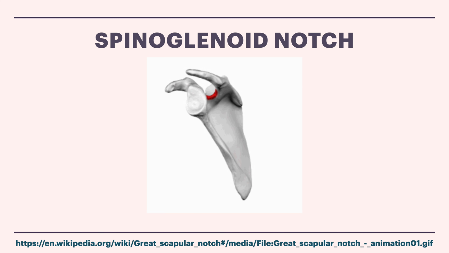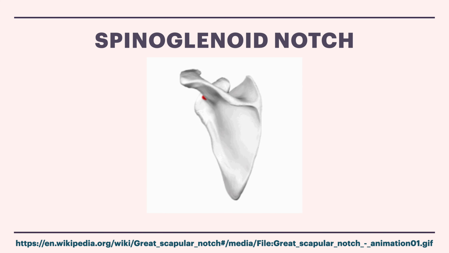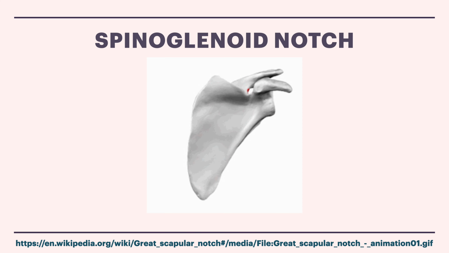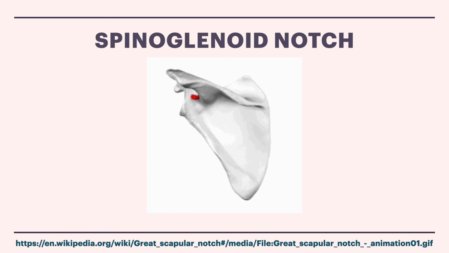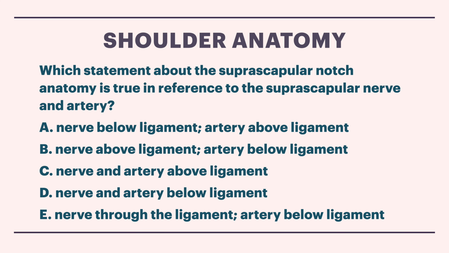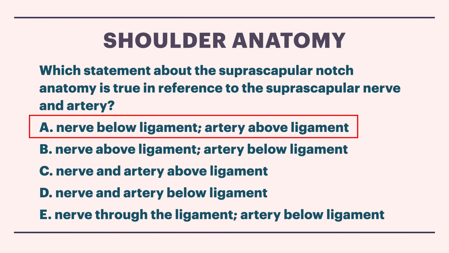So that's a tip. That's an often asked question on the boards as well, and so you should be familiar with that anatomical structure or area as well. Well, the answer to the question is A, nerve below ligament, artery above ligament. So the suprascapular nerve goes below the suprascapular ligament, and the suprascapular artery goes above the ligament.